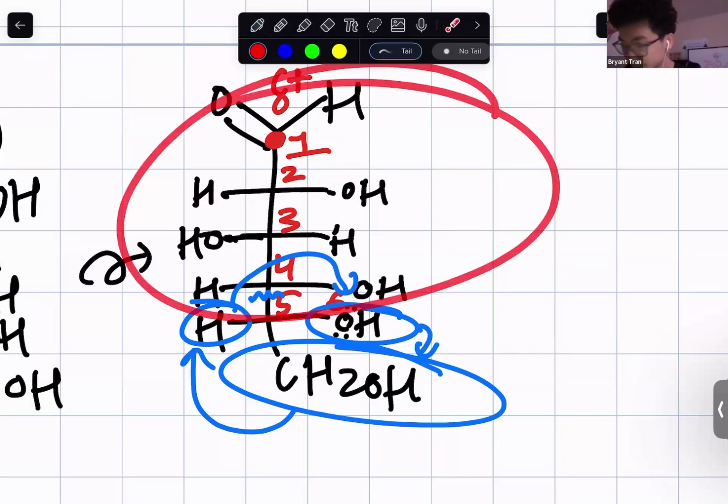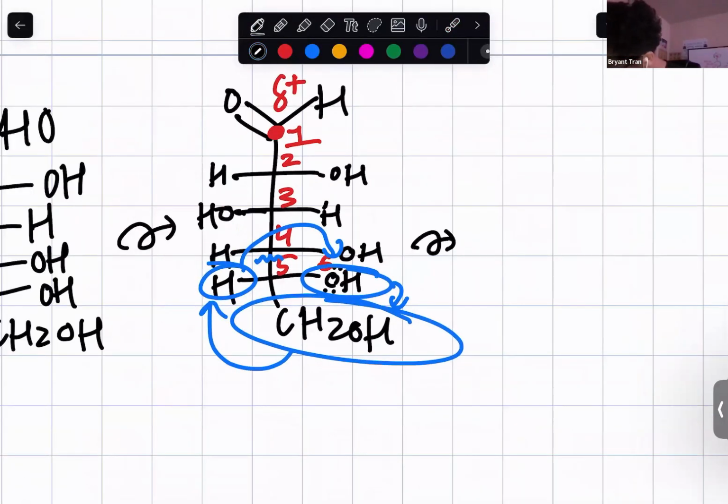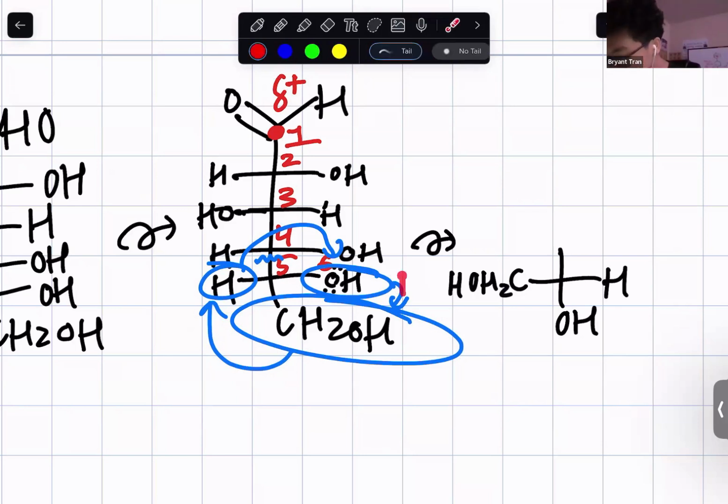Everything else on top stays the same. It stays stationary. Okay? So as a result, I'm just gonna draw out that last chiral center. OH is on the bottom, CH2OH is on the left, and then hydrogen is on the right, like that. That's the result of this rotation of the 3 groups right there.